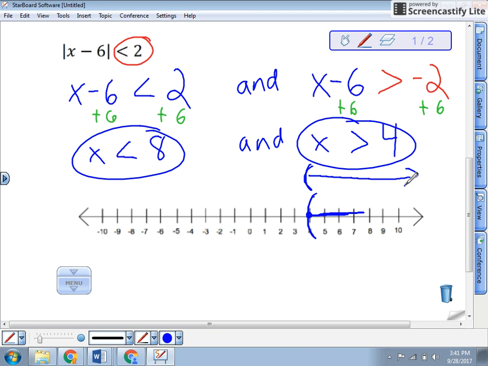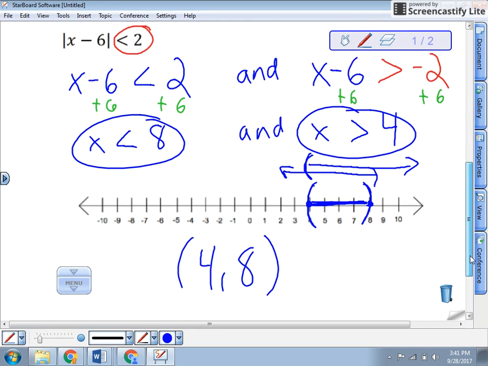And on the other side, I'm going to have less than 8. So I put a point at 8. Again, this is 8 here. Less than, it's going to go this way. So where do they intersect? Right in between here. So now that we know that, we have a graph to put in interval notation. The answer in interval notation is parentheses, 4 through 8.